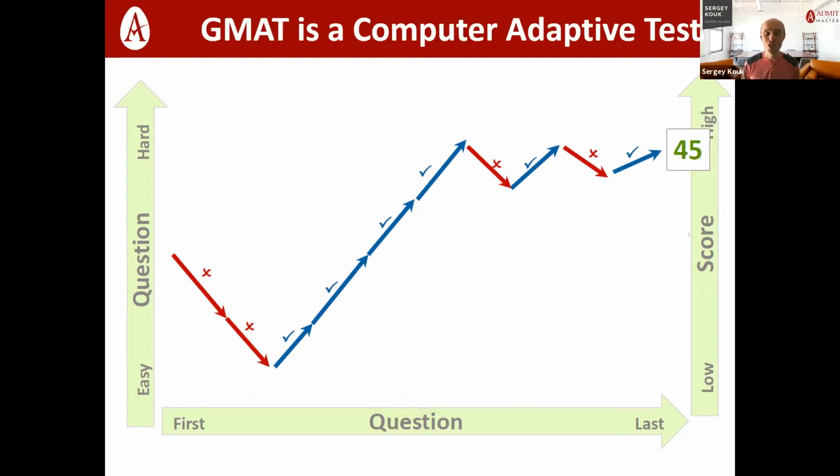See, the test is getting harder if we're answering questions correctly. And there are a lot of questions. There are over 30 questions on each of these sections. So the GMAT is going to adapt, and it's essentially going to either give us easier questions if we don't do well, or it's going to give us harder questions if we do well. So if we want to do well, we need to know how to deal with hard questions. That's what's going to make this test challenging.